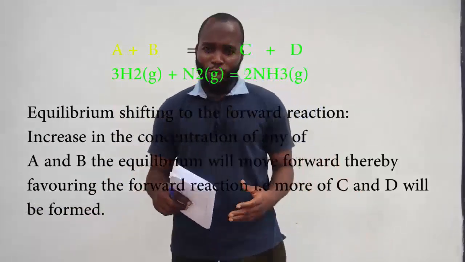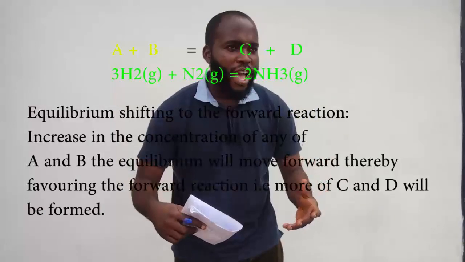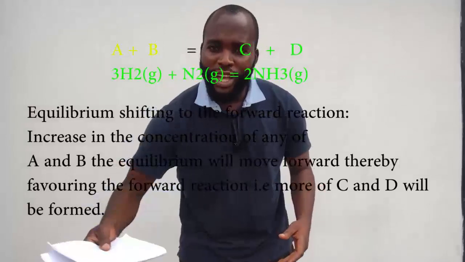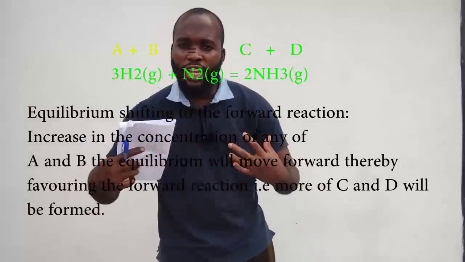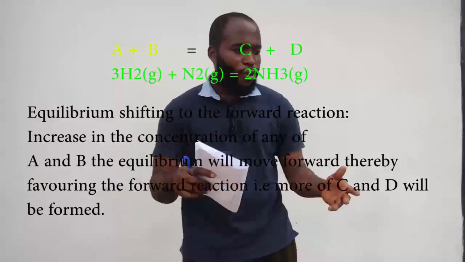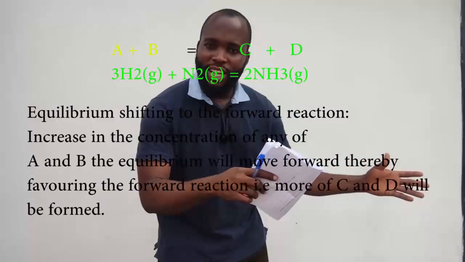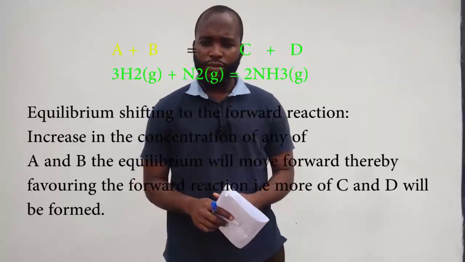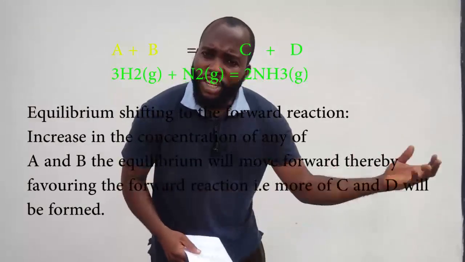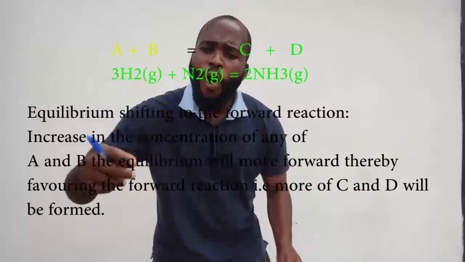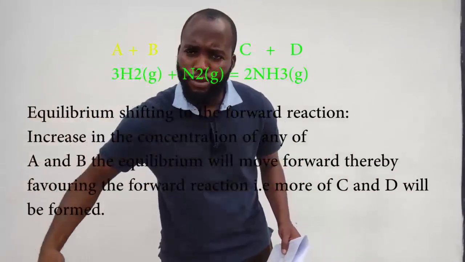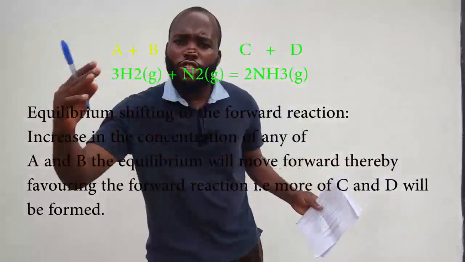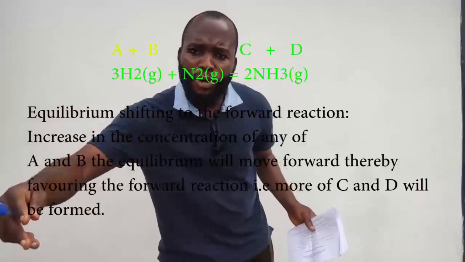Let's say, for instance, you are in an industry where you are producing ammonia. Maybe you want to produce ammonia as a product. That's what you deal on. You sell ammonia. Maybe you are reacting nitrogen and hydrogen. The more you increase the concentration of nitrogen and hydrogen, more ammonia will be produced. Which means as the equilibrium is being shifted to the right side of the equation, more ammonia is being formed.